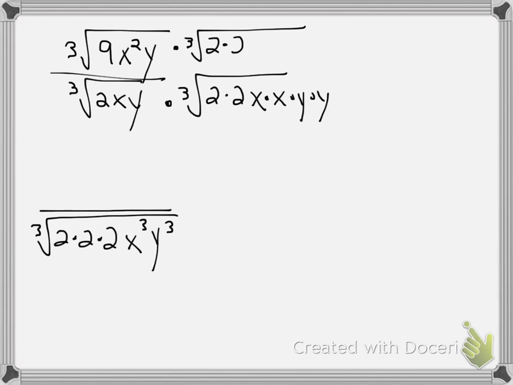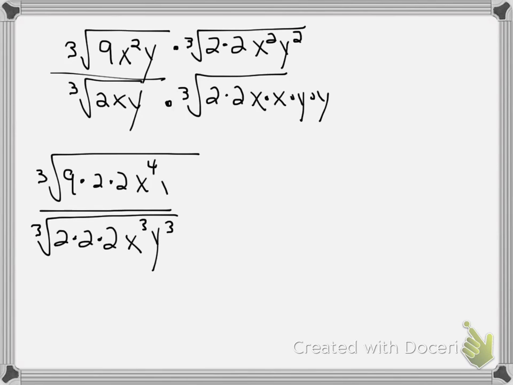So 2 times 2, and I'm going to rewrite this. I'm just going to say x squared, y squared. All right. So now for my numerator, I'm going to multiply underneath the single radical: 9 times 2 times 2. I now have x to the 4th, and I have y cubed. From there, we're going to go ahead and do our simplifying.